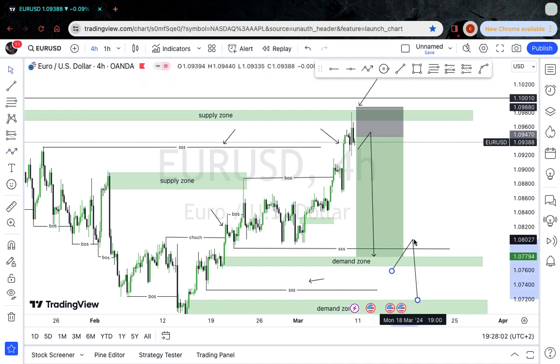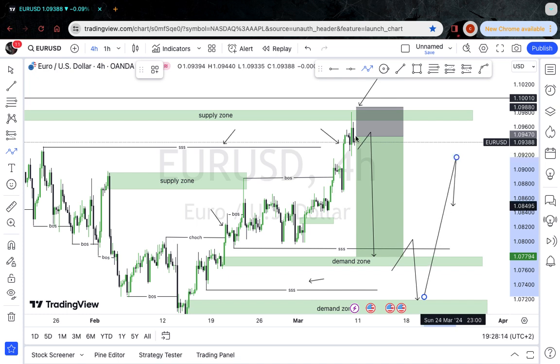That's where I can be targeting the extreme demand zone, and then from that extreme demand zone, that's where I can start looking for buys.